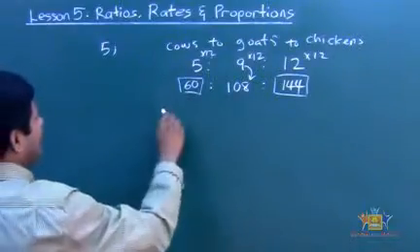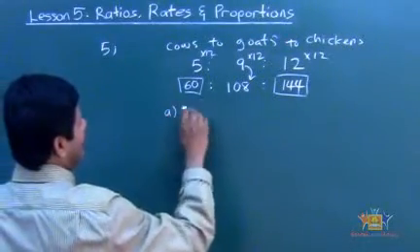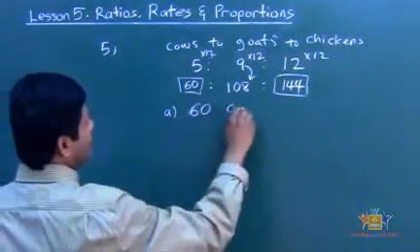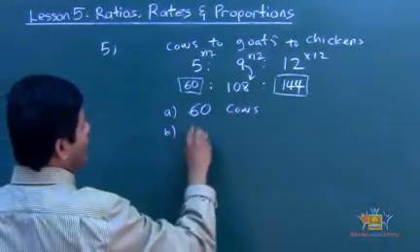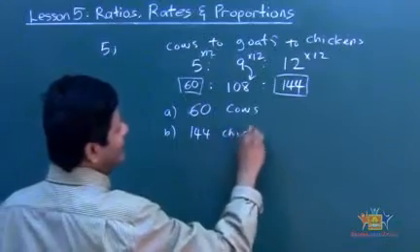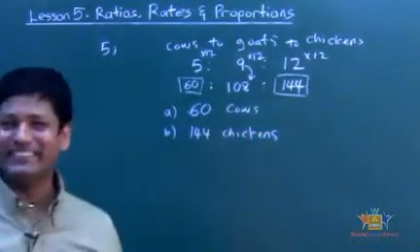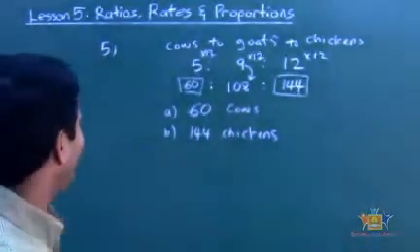Number of cows, how many? A, it's 60. Alright, cows. And then B, the number of chickens, 144 chickens. Okay, pretty easy, isn't it? Straightforward, very straightforward. Alright, see that?